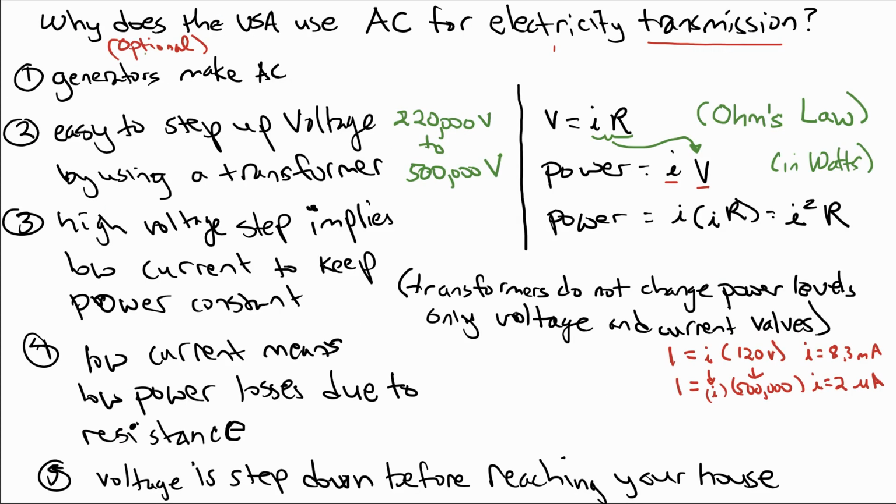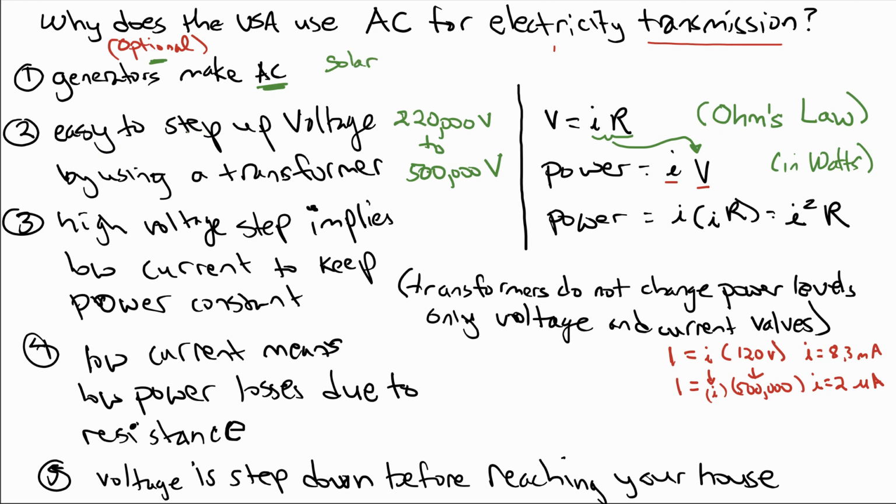Let's see. This slide is optional, and I've marked it optional right here, because it's not talked about in your merit badge pamphlet. Why does the USA use AC for electricity transmission? And it has some benefits. First, the generators that make electricity make AC. Okay, they don't make DC, usually, except for like solar panels. Solar panels make DC current.